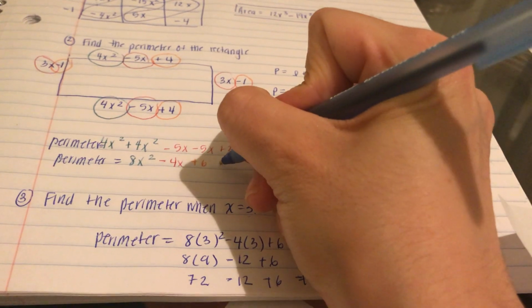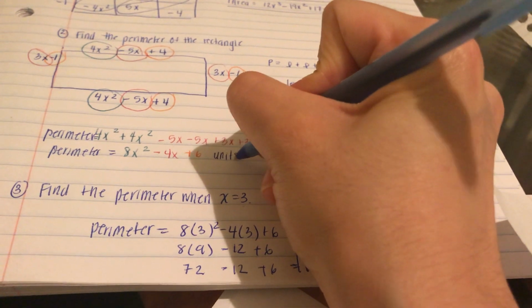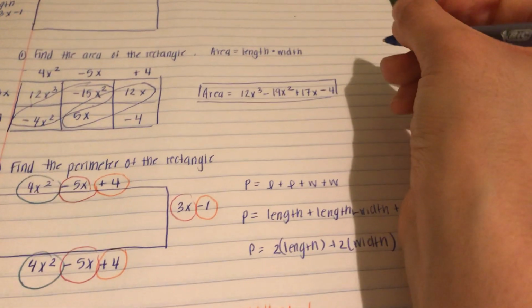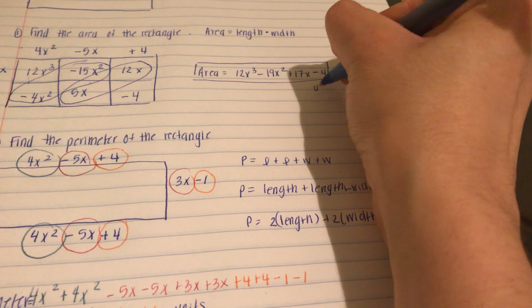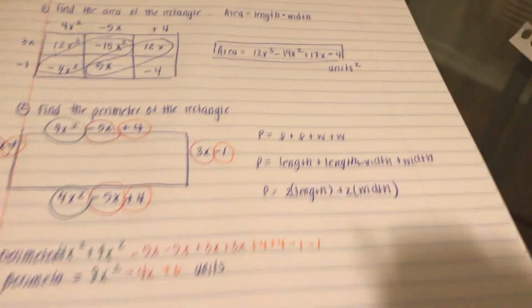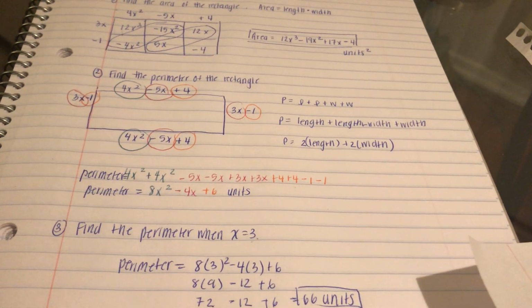So perimeter is always represented just as whatever the units are, and then area is units squared. There you go, perimeter and area.